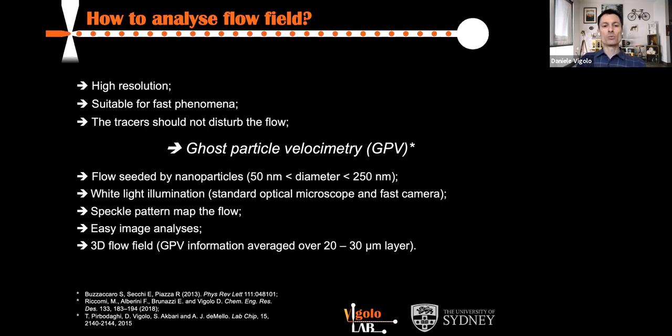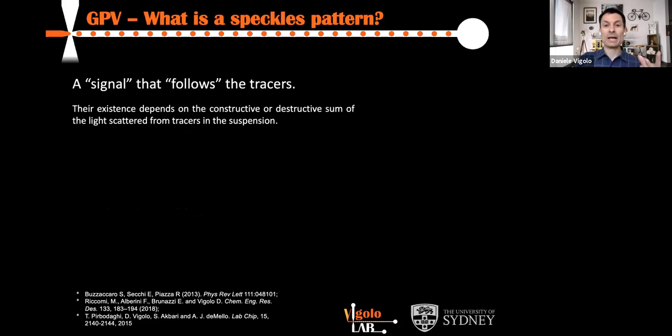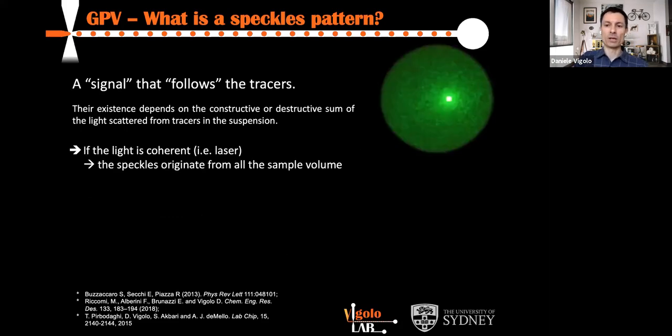Now, I think it's worth spending a couple of minutes on the GPV just to discuss how this technique works. I mentioned that we are looking at a speckled pattern, and a speckled pattern you can think of as a signal that sort of follows the tracers. What I mean by that is just that the light is interfering with the particles themselves. So what you see and what you map, the speckled pattern, is not directly the tracers, but it's something that is directly connected with them.